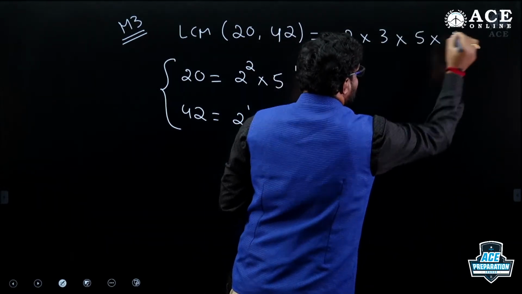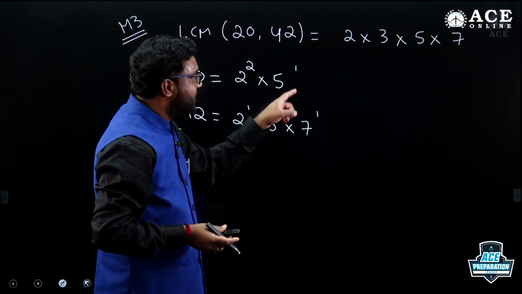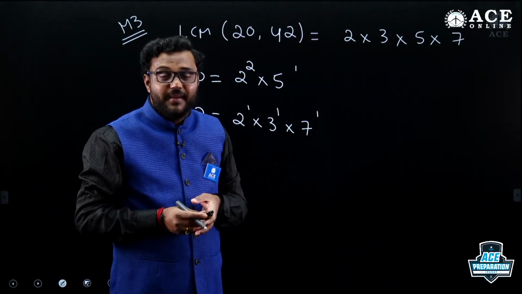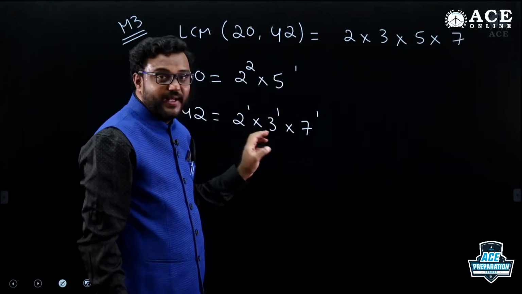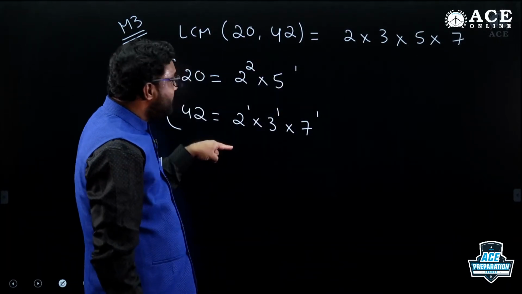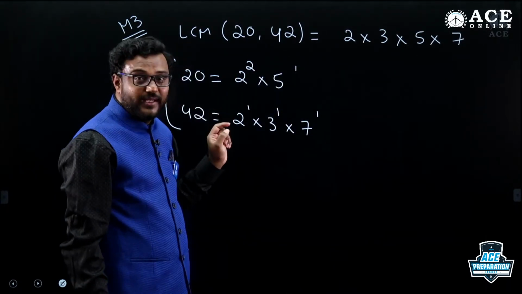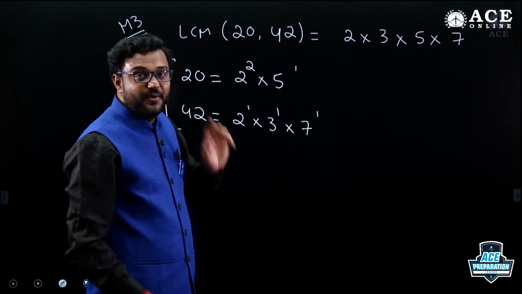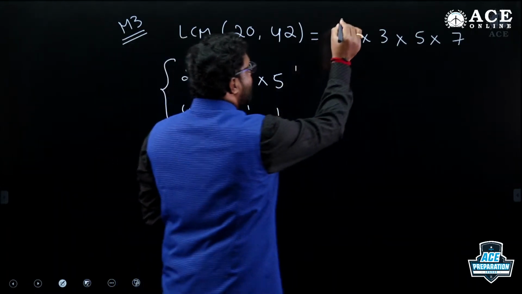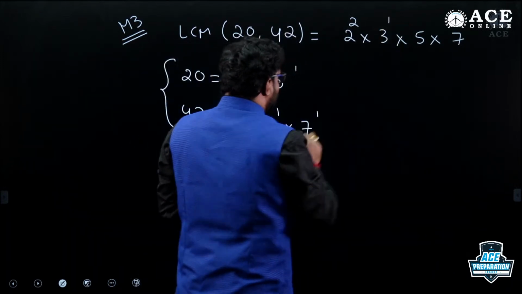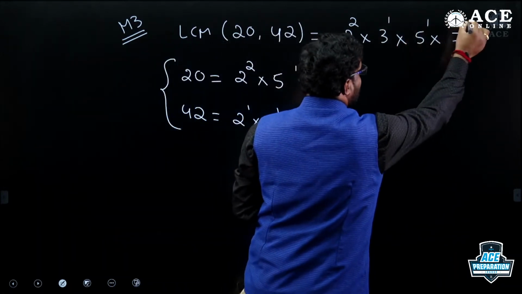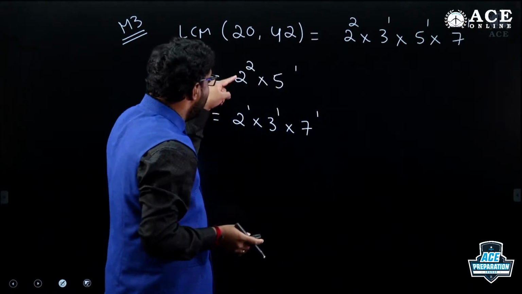Note down all of that here, my dear friends. 2, 3, 5, 7, all prime numbers. Now, the highest power of each one. For 2, what is the highest power? 2 power 1, 2 square, both are there. For 2, the highest power is 2 here. So I have to take 2 power 2. For 3, the highest power is 1. For 5 also, the highest power here is 1. But for 2, the highest power is 2.